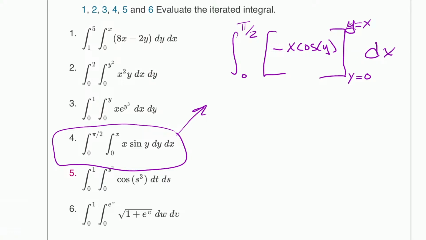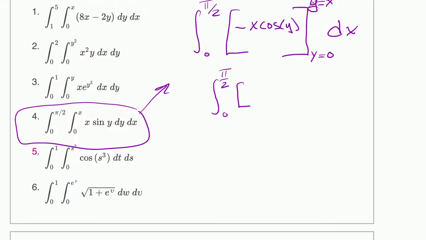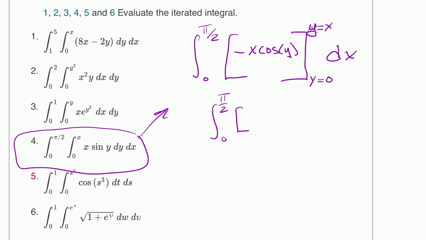So let's plug in those limits, and you get the integral from 0 to pi over 2 of plugging y equals x into that. I get negative x times cosine of x. That's going to be a problem, isn't it? Minus negative x, because the cosine of 0 is 1. Let me clean this up just a bit, and then we'll deal with it.